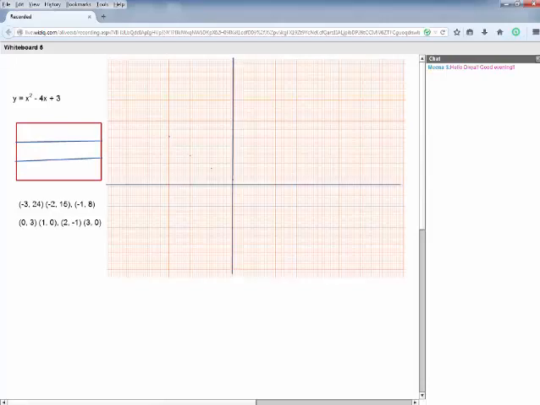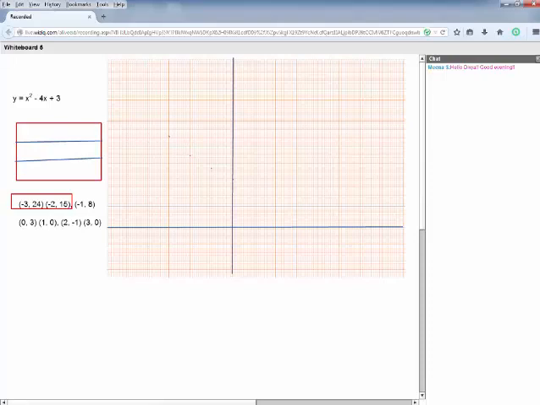Skip the first two. Okay. -1 and 8. Here is -1 and 8. The scale on the y-axis will be 1. One square is 1 unit. Oh, okay.